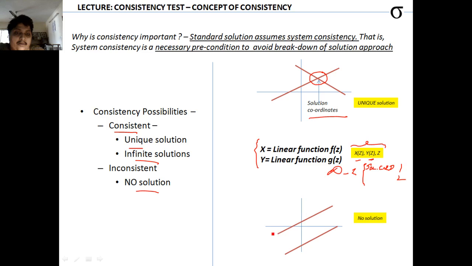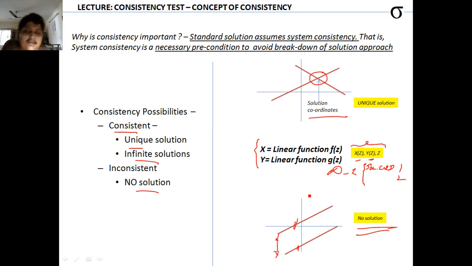Now the third possibility that we see is that you have no solution, where the system looks something like this. You have a couple of parallel lines, and therefore there is no convergence, and thus the solution set is no solution. Now this is really the concept of consistency.